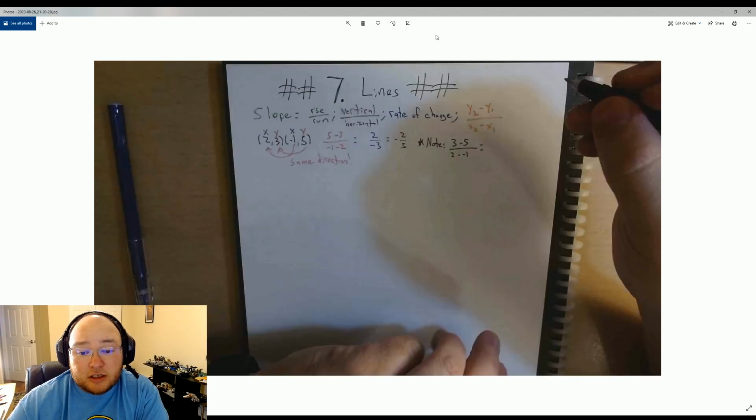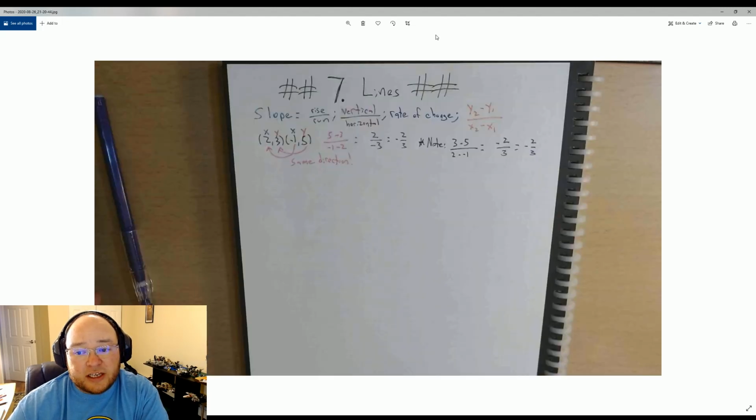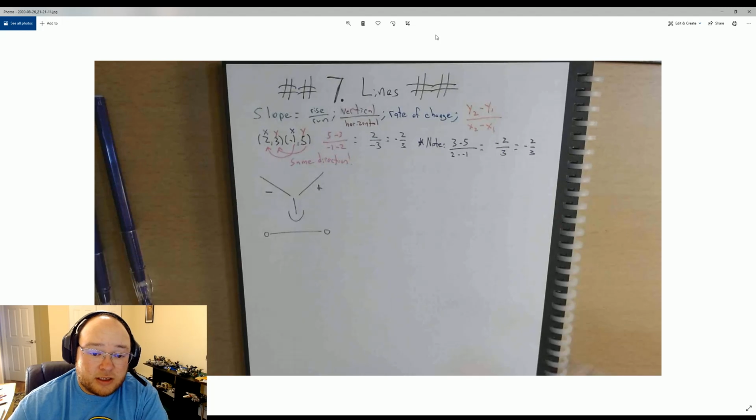Just as a note, if you would have done it the other way, 3 minus 5 and 2 minus negative 1, you'd have ended up with negative 2/3, which is the same as negative 2/3. And you get the same answer. So it doesn't really matter which way you subtract, you just gotta make sure you do it in the same direction when you do it.